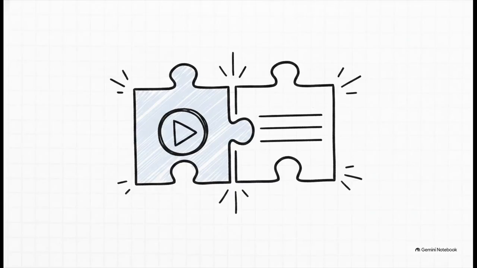Rule number 5 is title and thumbnail synergy. Think of these elements as 2 distinct pieces of the exact same puzzle.